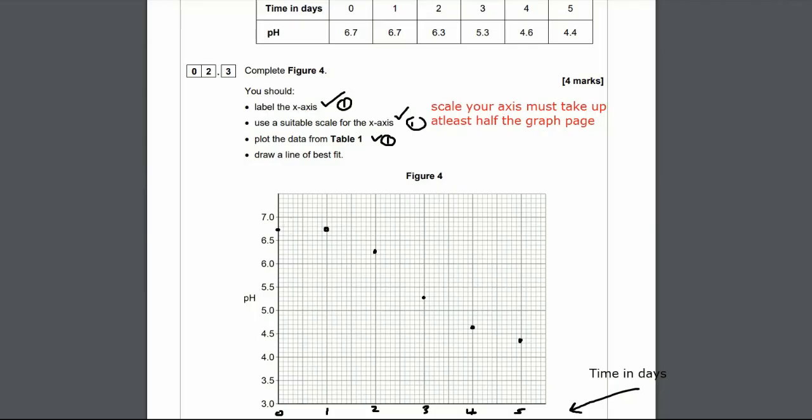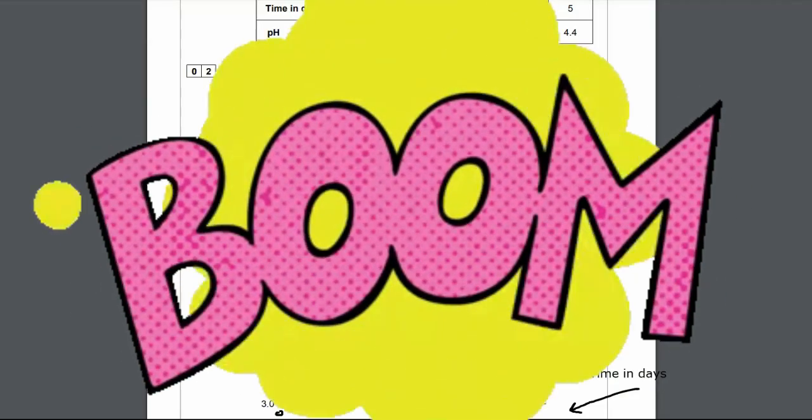Now, do we do a straight line or a curve? Well, this is biology, and when it can fit a nice curved line, we can do a curve, and there we go. That's my curve of best fit, and that will get me 4 marks. Boom. Awesome.